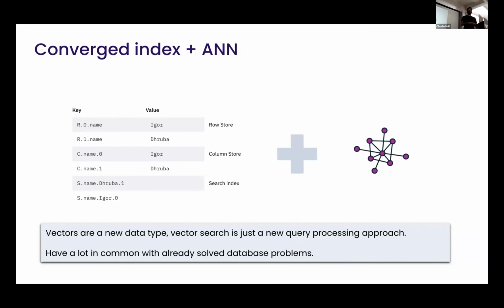And finally, we get to the heart of why we are here today, which is ANNs. So the key observation to make here is that vectors are different and they enable a whole array of applications, but they're not all that different. In essence, a vector is just an array of floats. Vector search is just a new query processing algorithm. So they have a lot more in common with databases, and a lot of the techniques and research which have gone on over decades to allow fast database queries can sometimes be directly applied to also allow fast vector search queries.